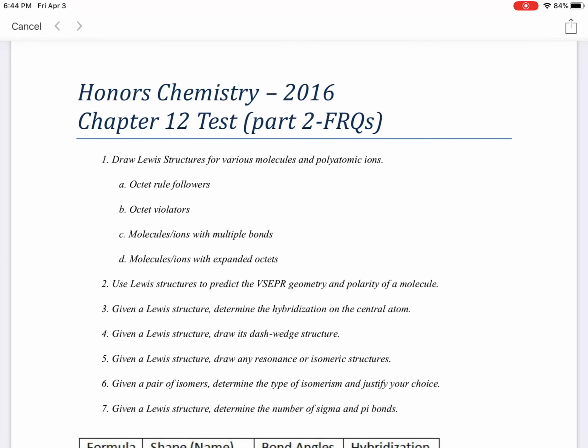Okay, so review for chapter 13, and I know this says chapter 12 because it's chapter 12 in the Zumdahl Honors book, which is the book your friends are using, but it's chapter 13 in our book. Anyway, normally this is all FRQs, where you're drawing structures and you're using them to predict polarity and geometry and hybridization and all that kind of stuff.